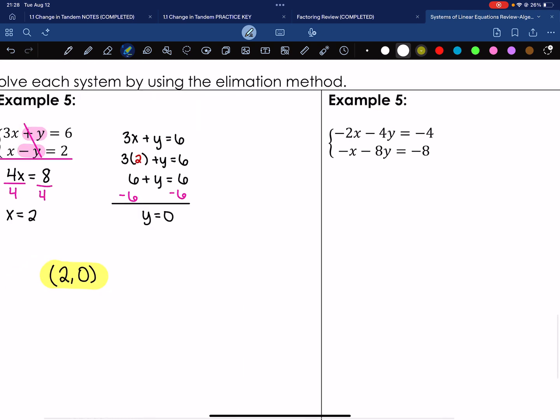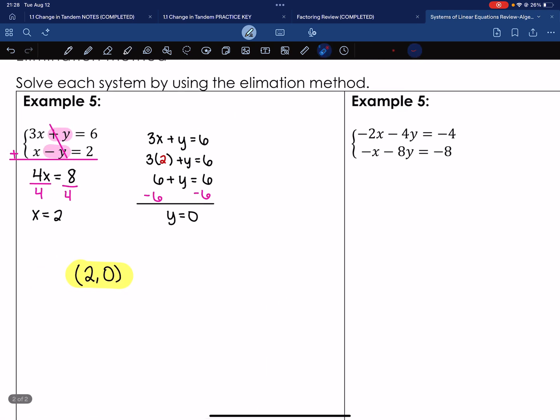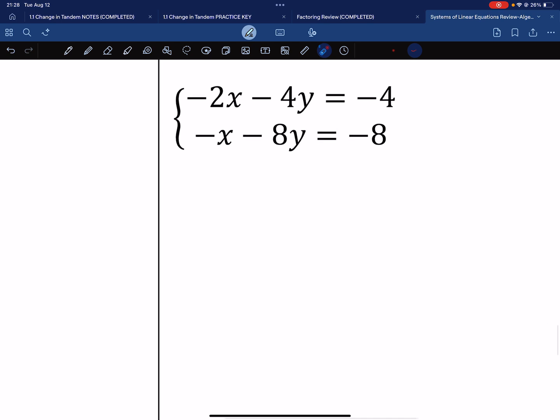Okay, so because we eliminated y in the previous problem, I want to show you that it does not matter which one you eliminate. So this time I'm going to eliminate the x's. If I look at my x terms, notice they are not the same number with opposite signs. They're actually different numbers. I want them to be the same number but opposite signs. Well, if this is a -2, it's fairly easy to make this a +2.